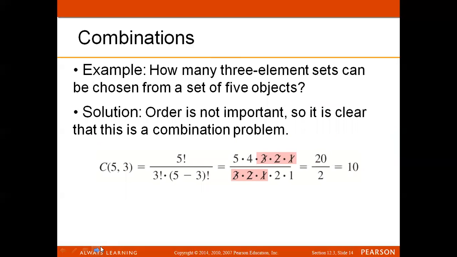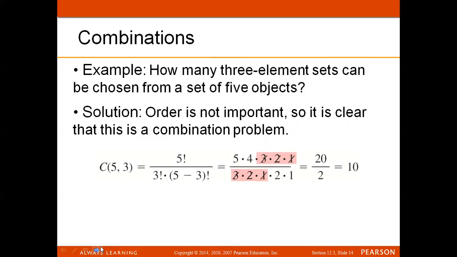Example: how many 3-element sets can be chosen from a set of 5 objects? Order is not important, so it is clear this is a combination problem. In permutation, order matters. That's lining up objects in a row. In combinations, order doesn't matter. So how many 3-element sets can be chosen from a set of 5 objects? With order not important, it's clear that this is a combination problem.